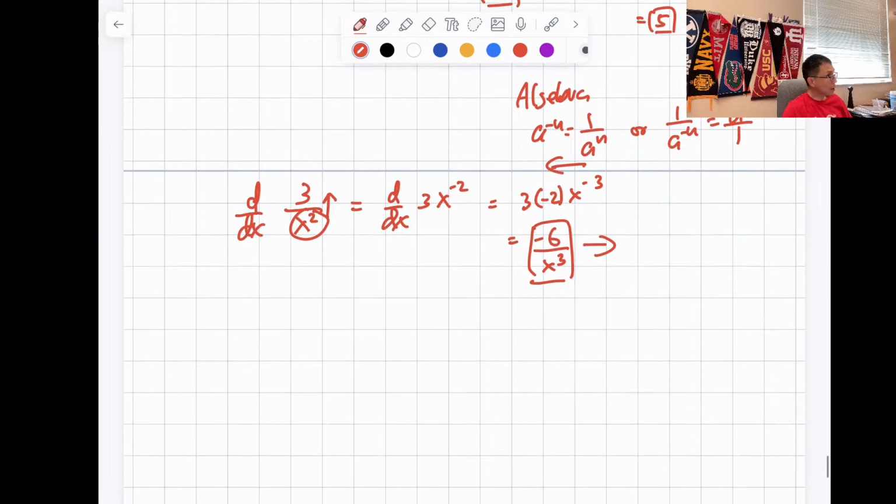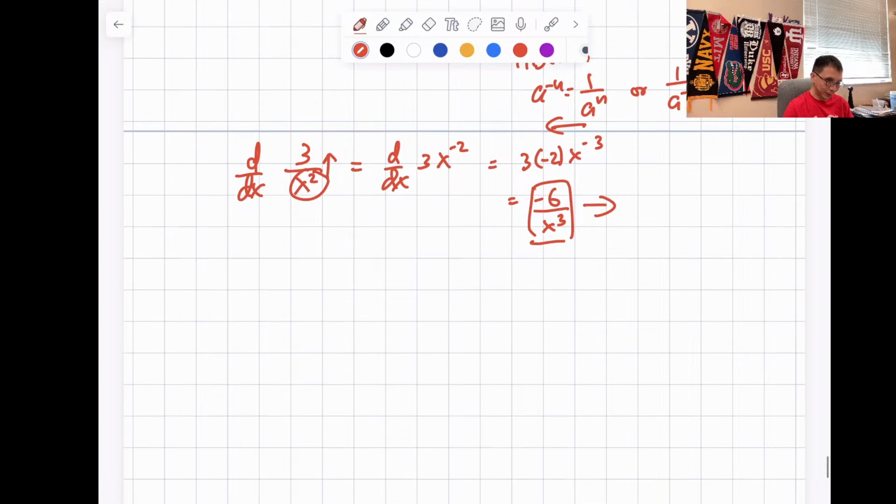So negative 6 over x cubed. Is that okay? That's fairly easy, right? How about d/dx of, I don't know, 3x root x. No, let's just change this to 4. I don't like 3 now. I'm going to do 4. So how do I take a derivative of 4 over x root x?